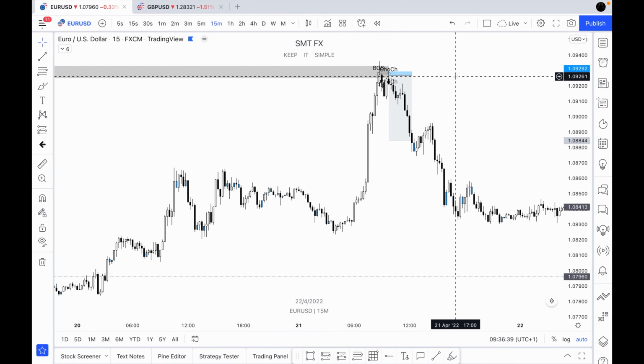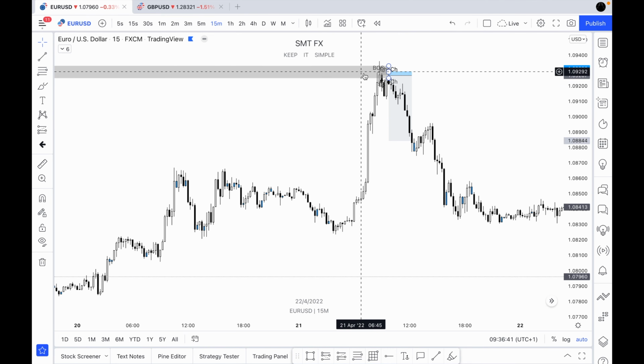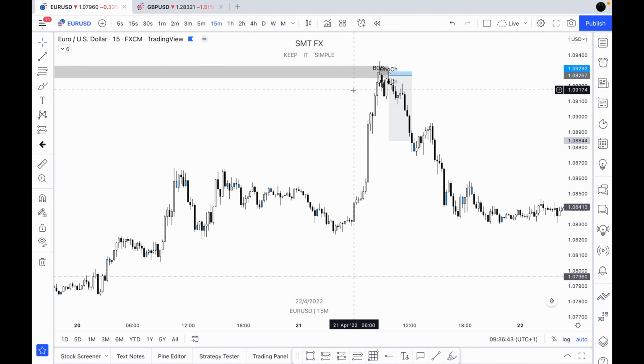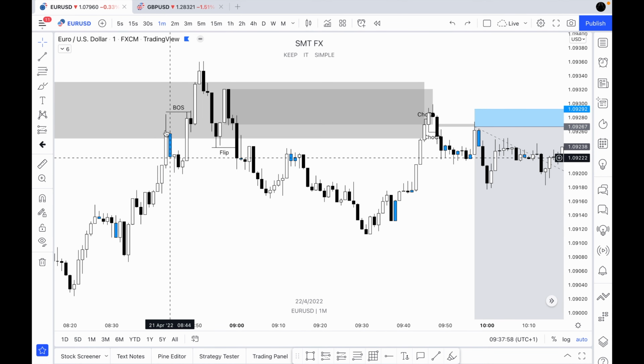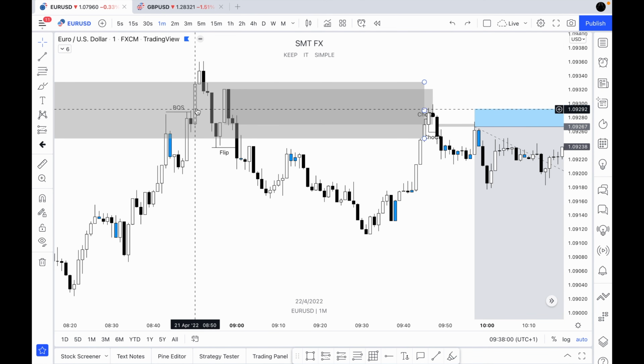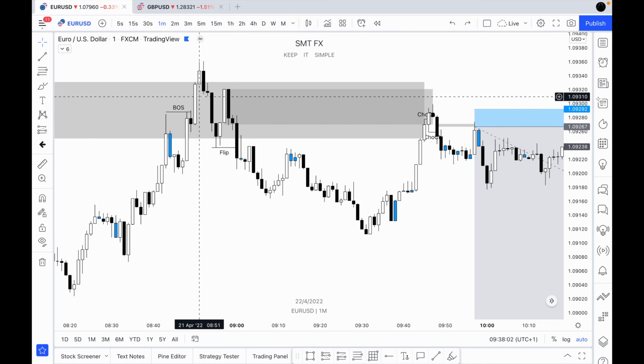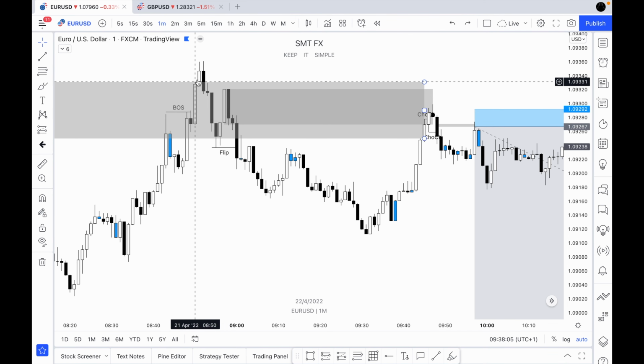Now what we were looking for is, as this area gets mitigated, we want to see the correct price action on the lower time frames. So let's have a look further down. Let's drop down to the 1 minute. So what we've got going on here is we've had our break of structure into our supply zone, but the supply zone has then been pushed straight through.